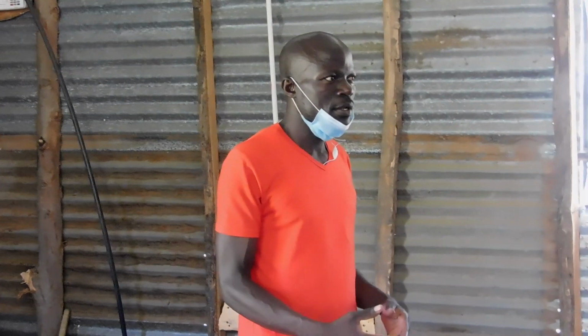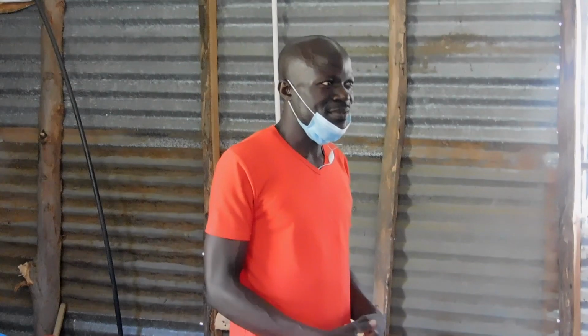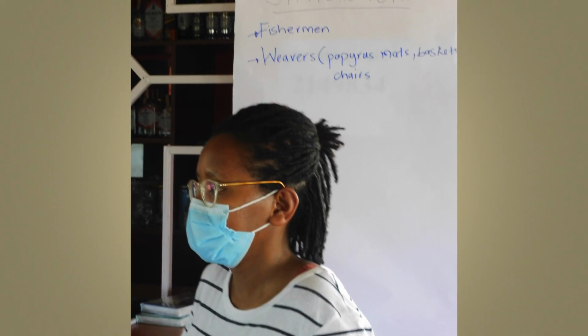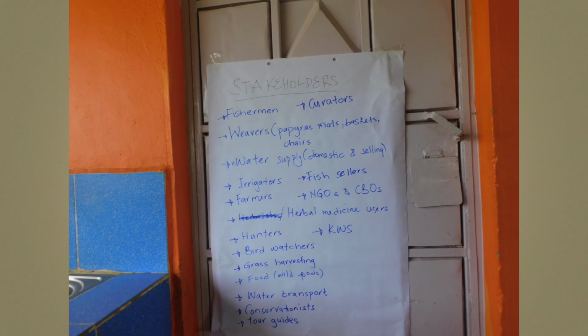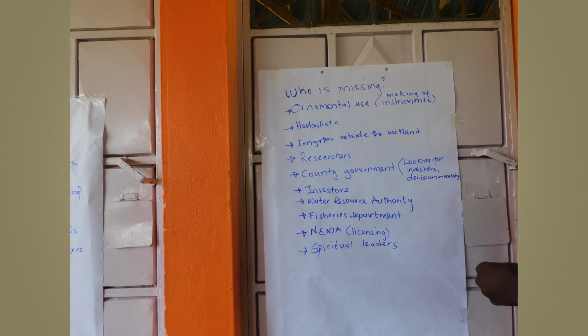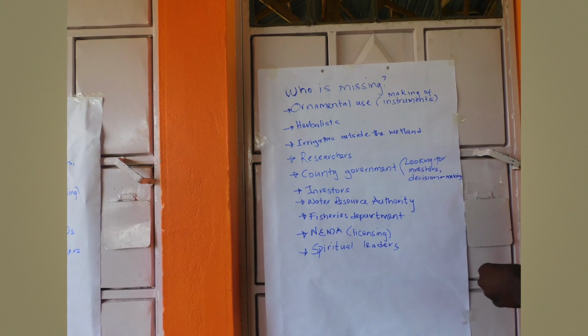But first, there was a presentation of the goals of the scenario exercise and scenario scoping. Then we had a stakeholder mapping to help us know who was present and who was missing in the workshop. This helped to understand how well stakeholders were represented in this exercise.